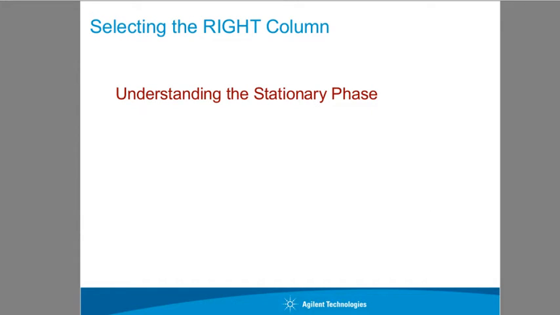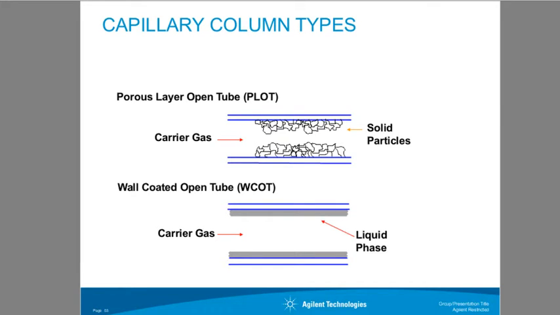So again, we have a whole talk on choosing the right column, but I'm just going to go over this briefly, just hopefully to give you an idea of what to consider, just getting started. When we understand the stationary phase, there's basically two types of capillary columns. We have our PLOT columns, which is a porous layer open tubular, so we actually have a solid particle layer that's bonded to the glass tubing. Or we have a wall-coated, which is actually more of a polymeric liquid phase that's on there.